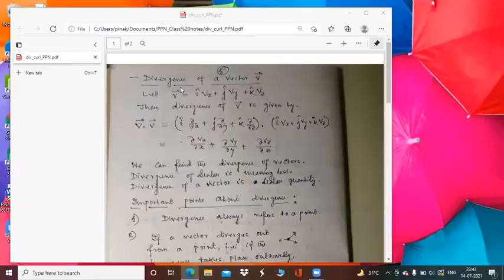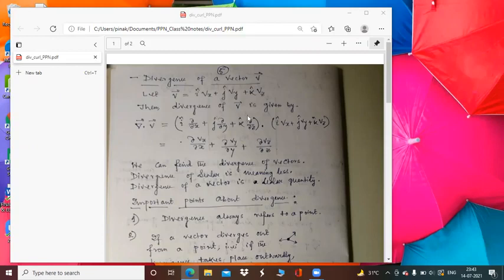So in this lecture, we are going to discuss divergence and curl of a vector. First we will be taking up divergence of a vector v bar. Let v bar be equal to i cap vx plus j cap vy plus k cap vz. That means we are writing v bar in terms of its Cartesian component form.